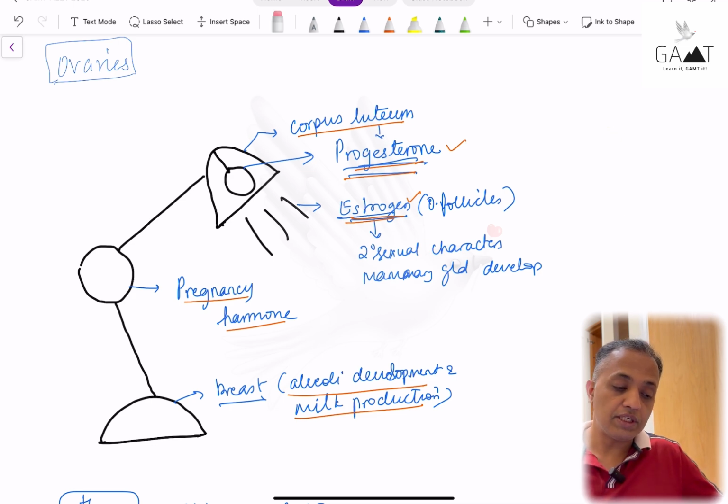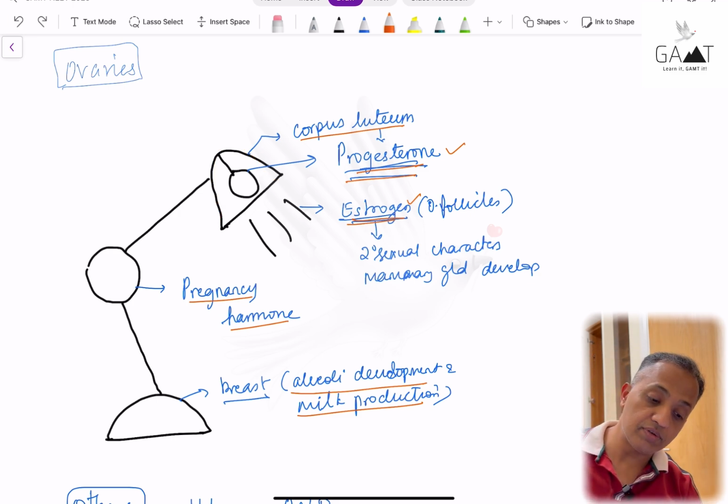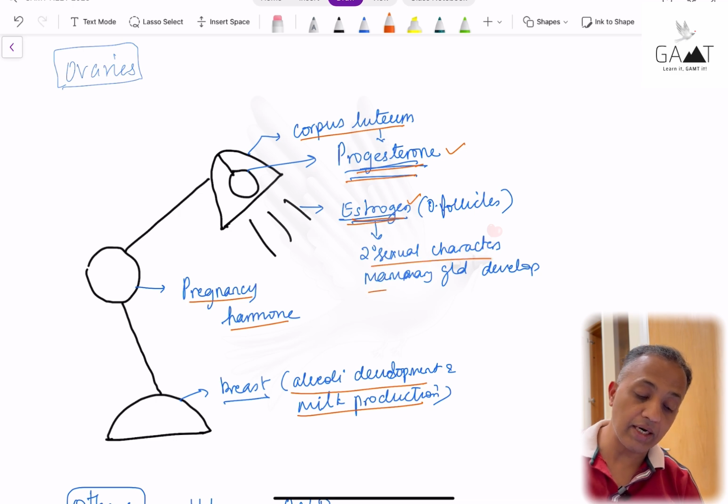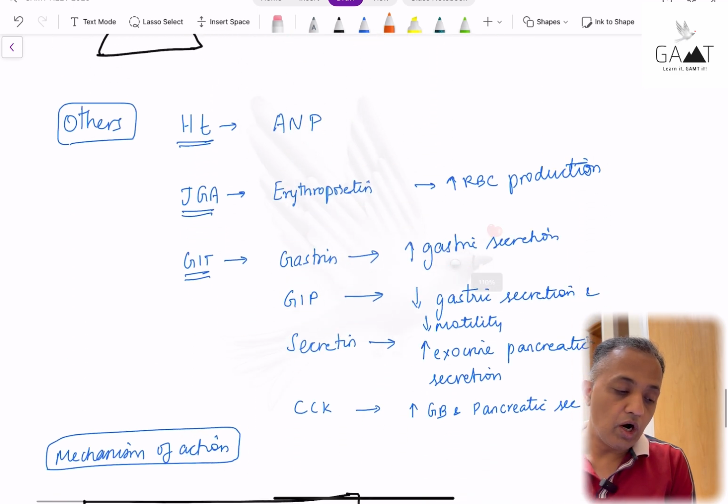But it's important to understand the source of estrogen and the source of progesterone. The estrogen is from the ovarian follicles. The progesterone is from the corpus luteum. Progesterone is the pregnancy hormone and also helps in the development of breast tissue. Estrogen also helps in the development of secondary sexual characters and mammary gland development. I didn't mention any GAMT for secondary sexual characteristics for estrogen because it's a little bit obvious, similar to androgens. Okay, so there are other hormones.